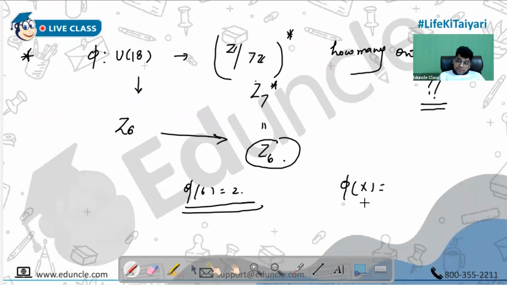You can tell which are the onto homomorphism. You can tell also. Yes or no? Which are the onto homomorphism? Done. One more question.